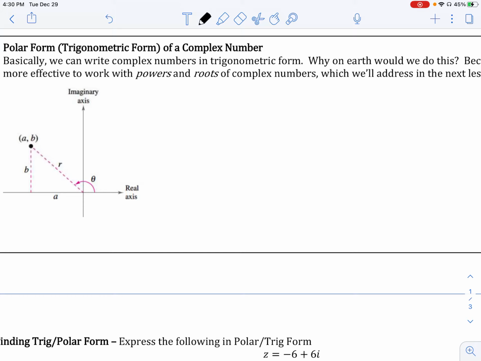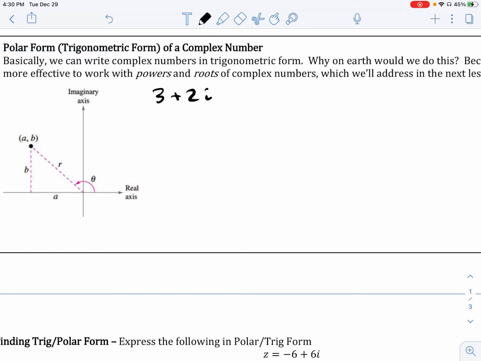Now, why on earth would we take something that looks so beautiful, something like a really basic complex number like 3 plus 2i, and rewrite it in trigonometric form using its angles or trig functions? Well, the answer is because, believe it or not, it's actually a lot more effective to work with the powers and roots of complex numbers, which we'll do in the next lesson.